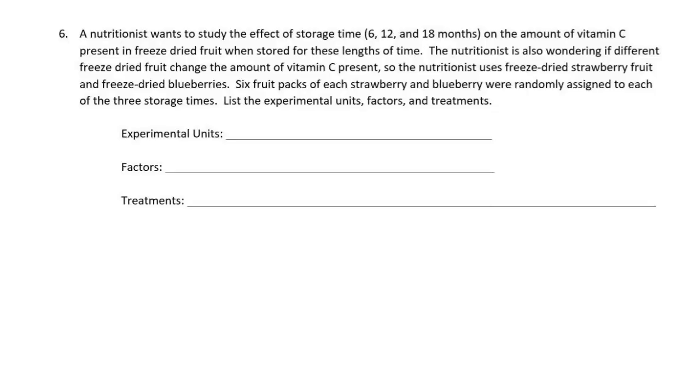So the nutritionist uses freeze-dried strawberry fruit and freeze-dried blueberries. 6 fruit packages of each, strawberry and blueberry, were randomly assigned to each of the 3 storage times. List the experimental units, the factors, and the treatments.